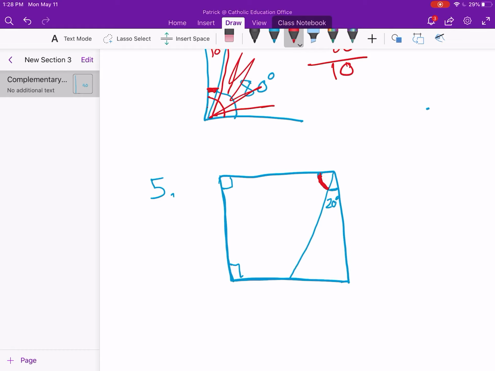All right, so we've got this shape, a square. We know this whole angle is 90 degrees. This part of it is 20. So we've used up 20 of the degrees. If I take that 20 away, that will leave what is left over for this angle here. So 0 take away 0 is 0. 9 take away 2 is 7. 70 degrees. So this angle is 70 degrees.